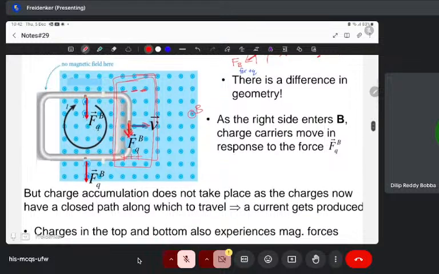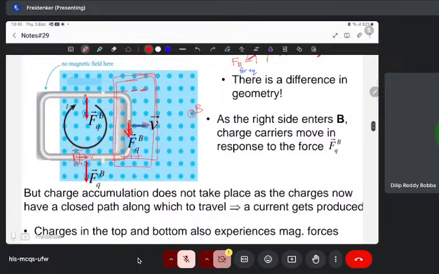So you'll get some current. Okay, now what about this portion of the rod? If I take this small portion, this is also like a rod. So here also, this is also moving with velocity v. So here also you will get charge accumulations, but they are so small, the rod is so thin, so this effect will not be considered.